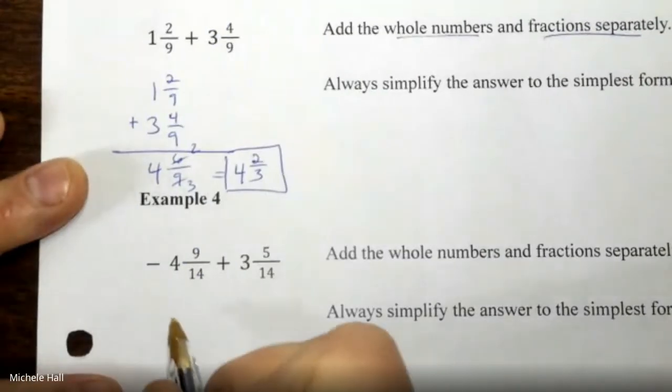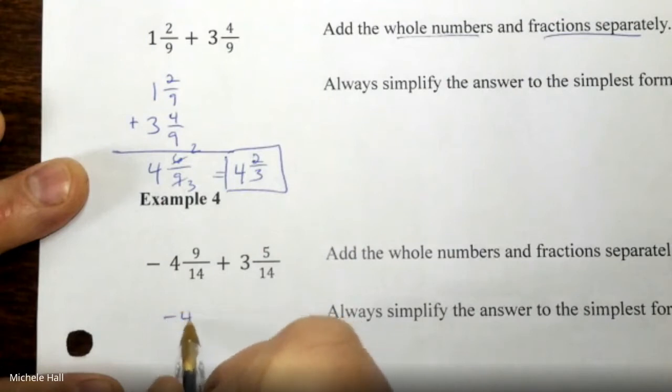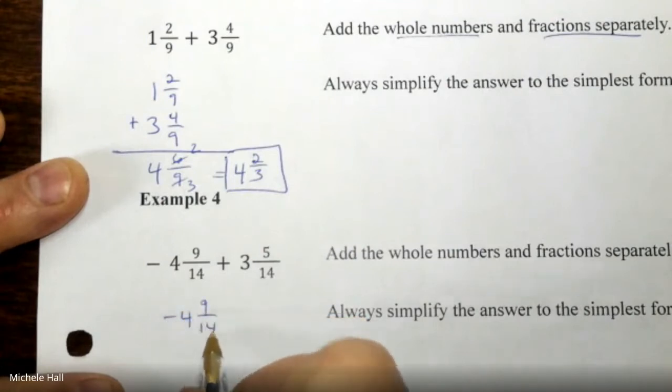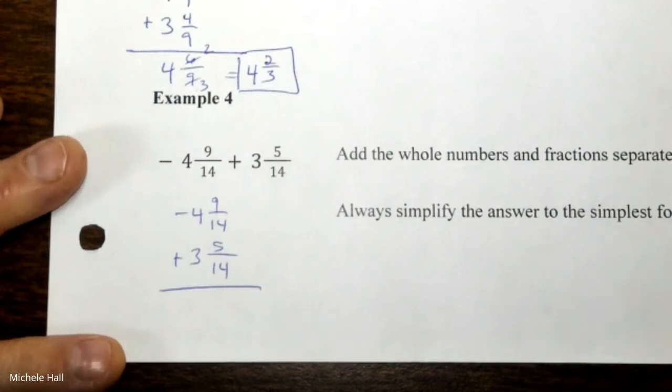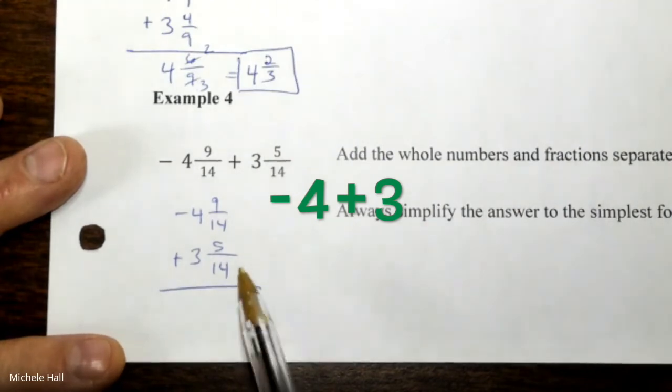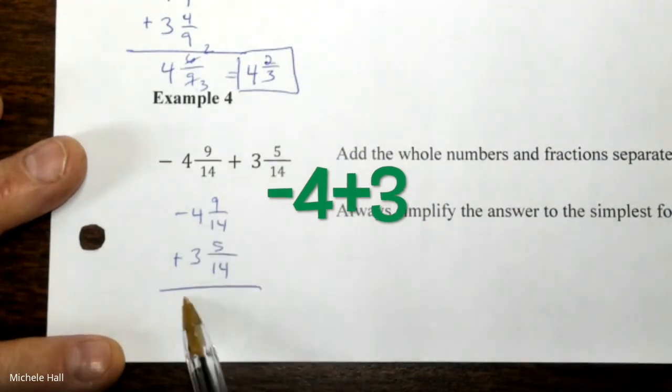I'm going to set it up as negative 4 9/14, and then it's a positive 3 5/14. So the first thing you're going to do is look at the whole numbers. I see a negative 4 and a positive 3. Are we adding the same sign or different signs? We're adding different signs. This is going to be important because it's a mix of integers and fractions. We have that the 4 is negative and the 3 is positive.